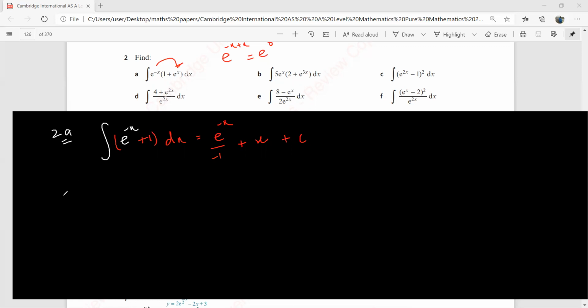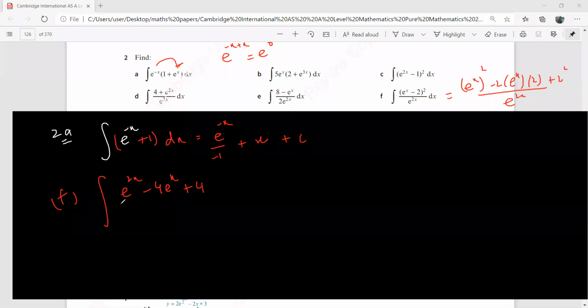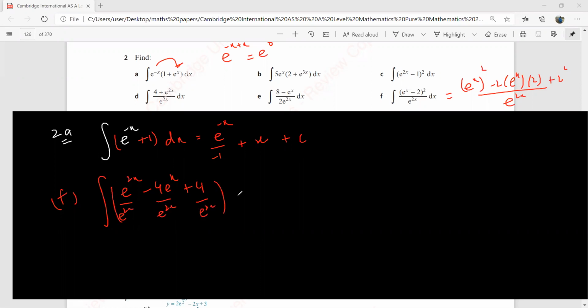Take a look at this f part. Now I'm going to expand the numerator. This is going to be e raised to power 2x minus 4 e raised to power x plus 4. That is basically the square of e raised to power x minus 2. This is e raised to power x squared minus 2 into e raised to power x times 2 and then plus 2 square. And then you have over e raised to power 2x. I write this e raised to power 2x under all of these so that I can split them.